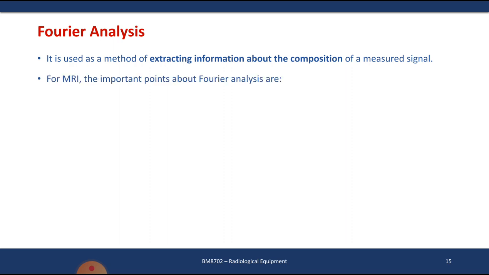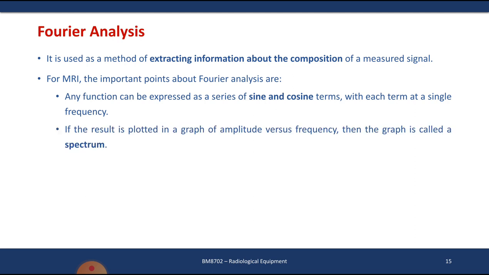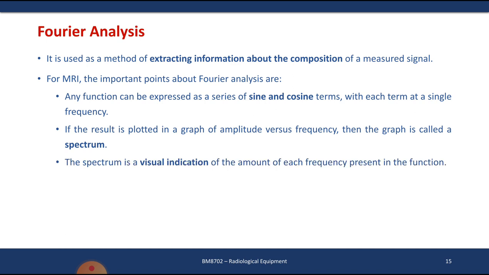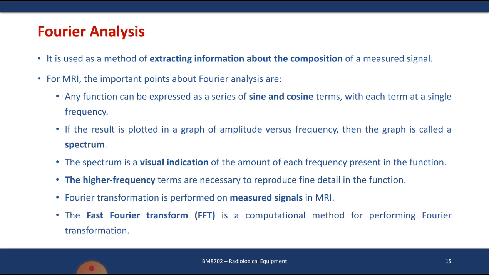So in MRI we have to remember the important points in Fourier analysis, that is any signal can be expressed as a series of sine and cosine terms, and when you plot the graph in terms of amplitude and frequency, it is called a spectrum. The spectrum is a visual indication of the amount of frequency, and the higher frequency terms are essential to get the fine details of a signal. And Fourier transformation is performed on MRI signals, and FFT is one computational method which is used for Fourier transformation. So this is about the Fourier analysis.